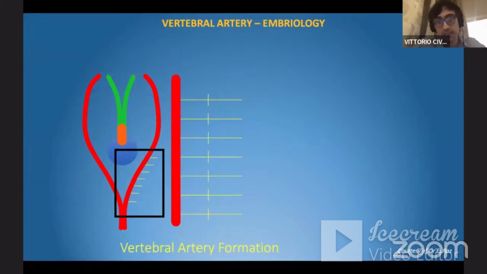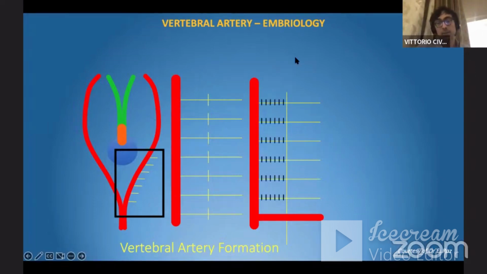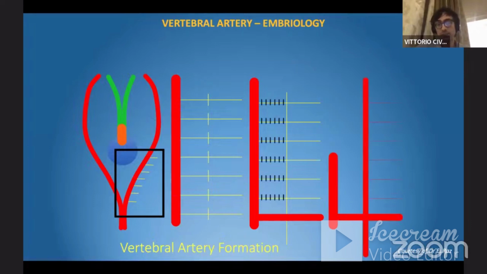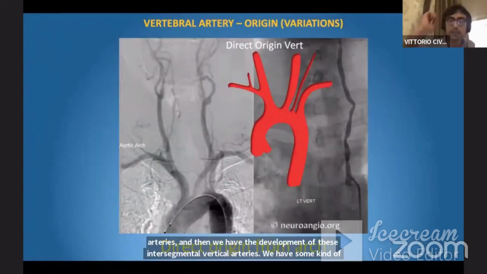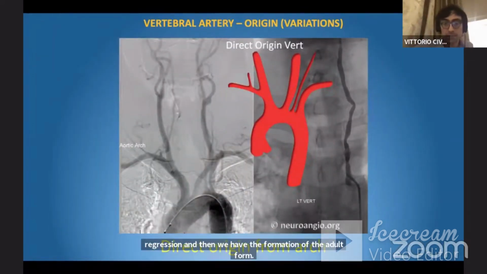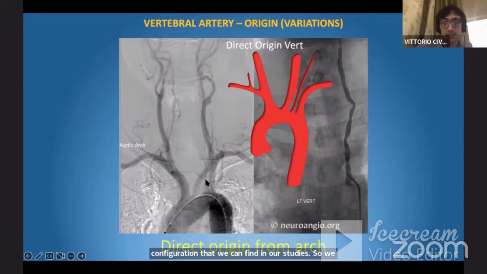We have these segmental arteries, and then the development of these intersegmental vertical arteries. We have some kind of regression, and then the formation of the adult form of the vessel. And so we can explain some different configurations that we can find in our studies. For example, we can have the direct origin of the vertebral artery from the aortic arch.